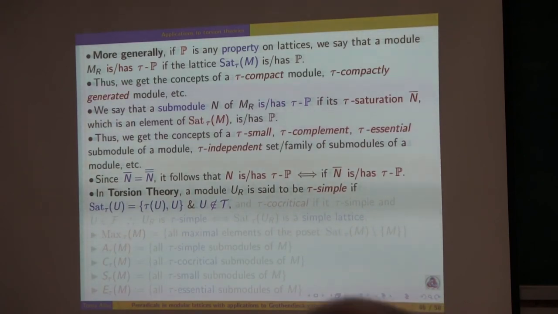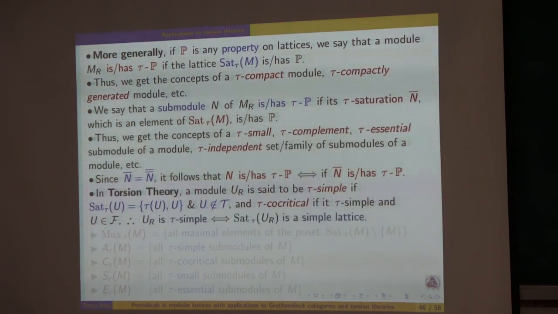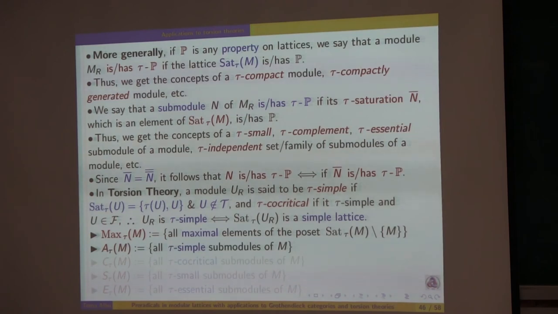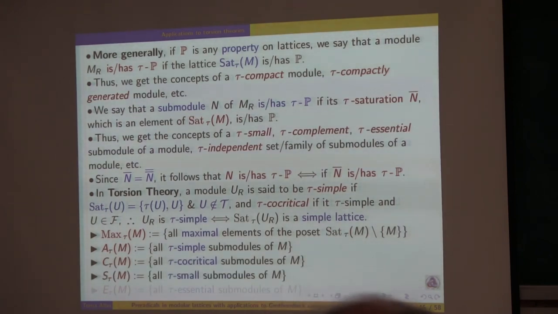In torsion theory, a module is said to be tau simple if its lattice has exactly two elements. And tau co-critical if it is tau simple and torsion-free. Now, we have Max_tau M, all maximal elements of this lattice. Also Soc_tau, all tau simple, Ct, tau co-critical, tau small, tau essential.